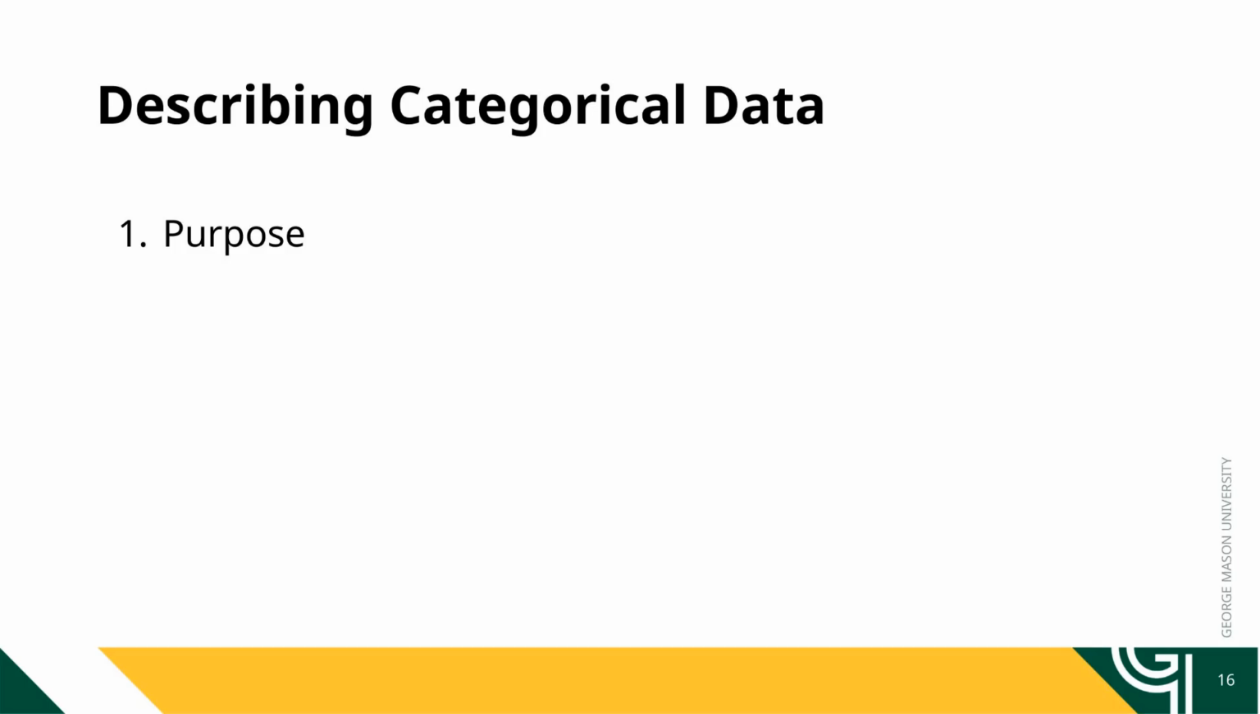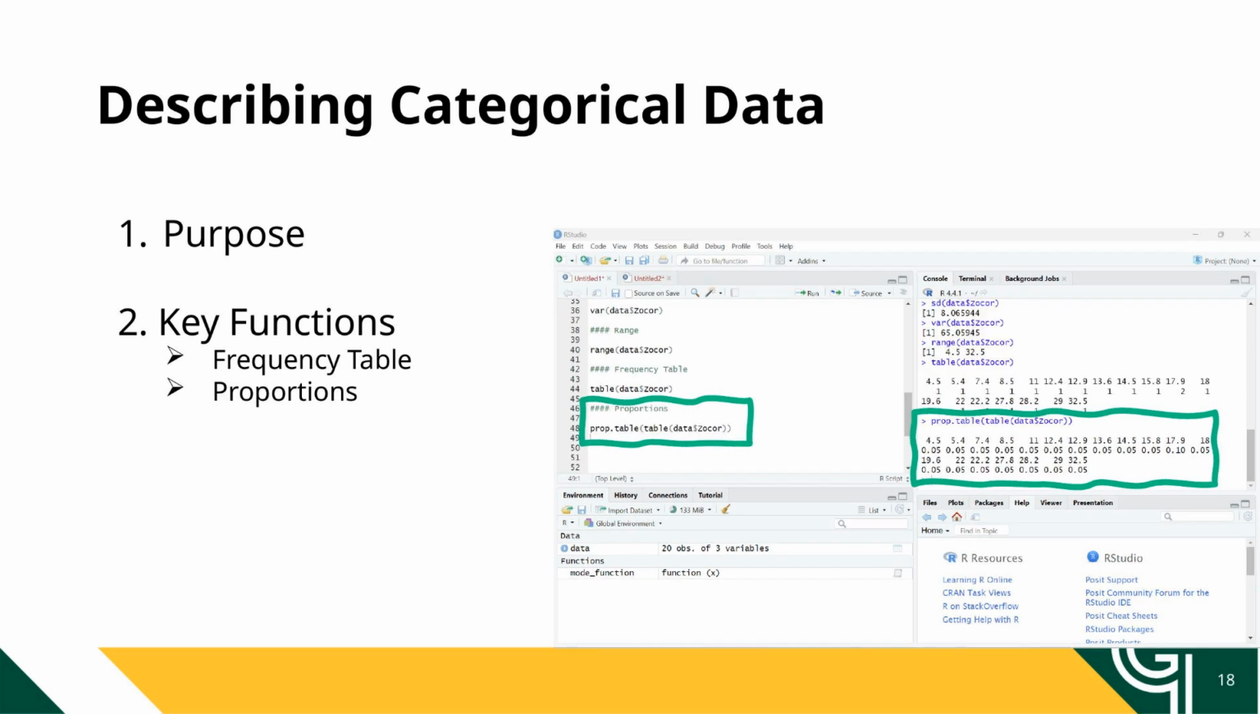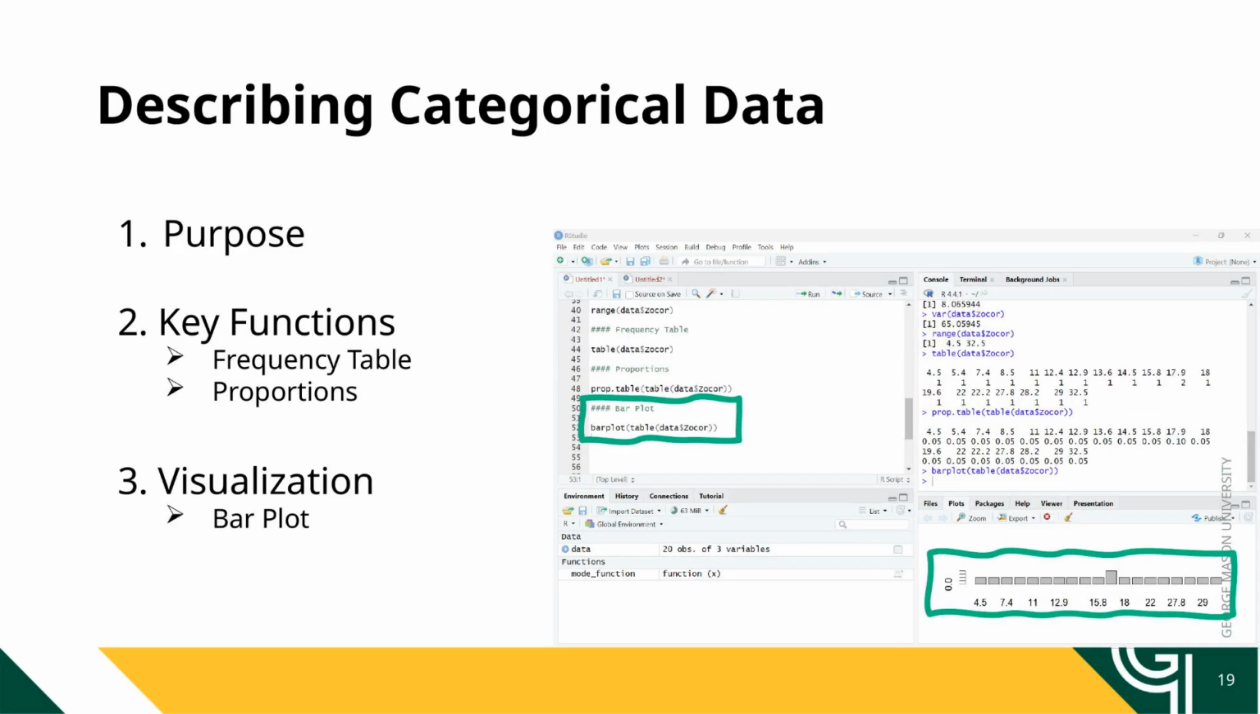Describing categorical data: to understand the distribution of categorical variables, which can include nominal or ordinal data. Key functions: the frequency table counts the number of occurrences for each category. The proportion table converts the frequency table to proportions, showing the percentage of each category. A bar plot helps quickly see the distribution of categories, making it easier to compare.